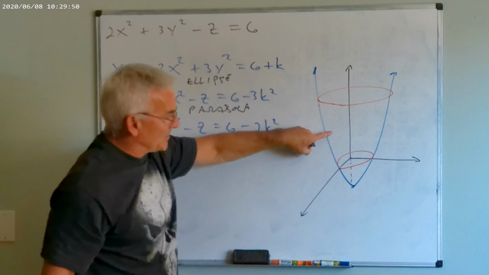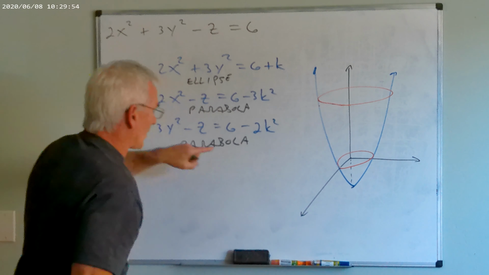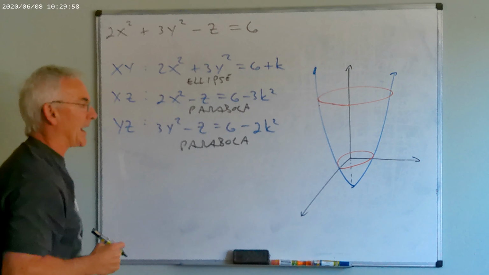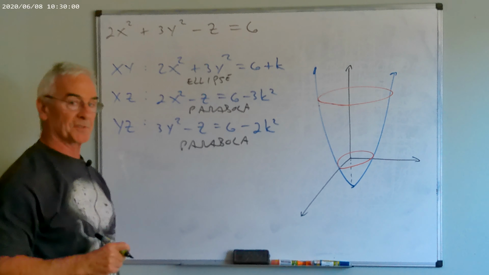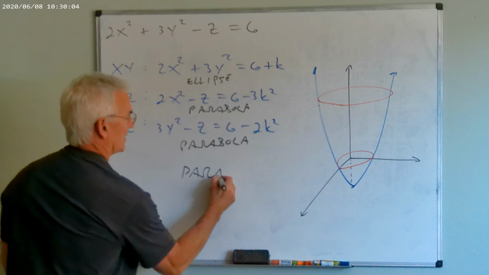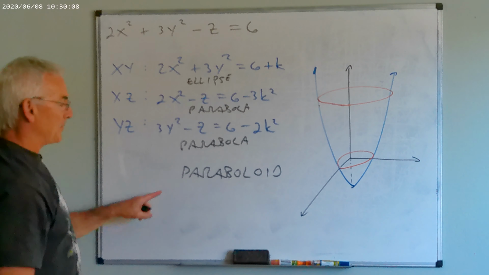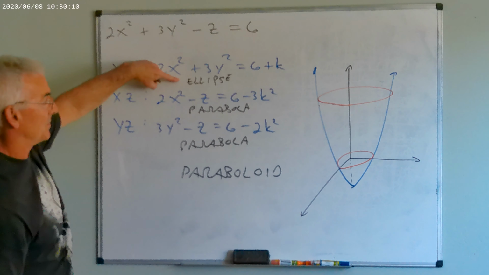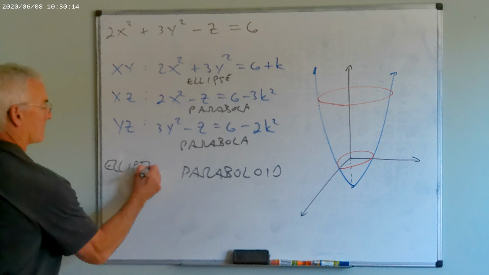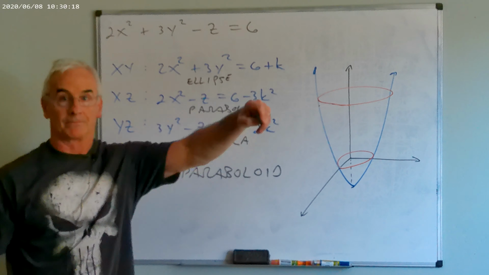This is what the graph actually looks like with the vertex below the xy plane. But what is it called? Well, two of the cross sections are parabolas, so I say parabola wins. It gets the title of oid, meaning this is called a paraboloid. But what type of paraboloid? Because that cross section is an ellipse, it's an elliptical paraboloid. Okay, that's our first example.